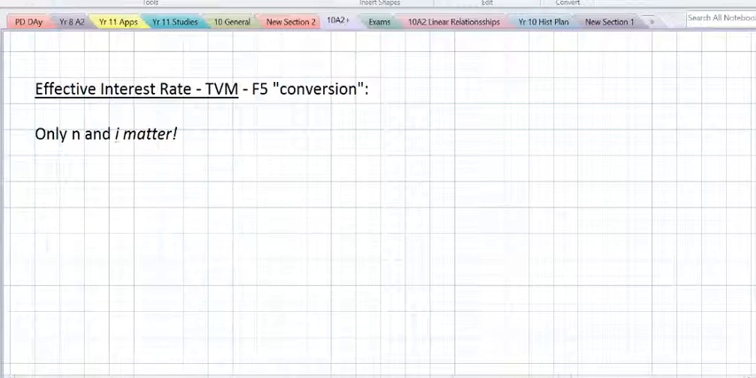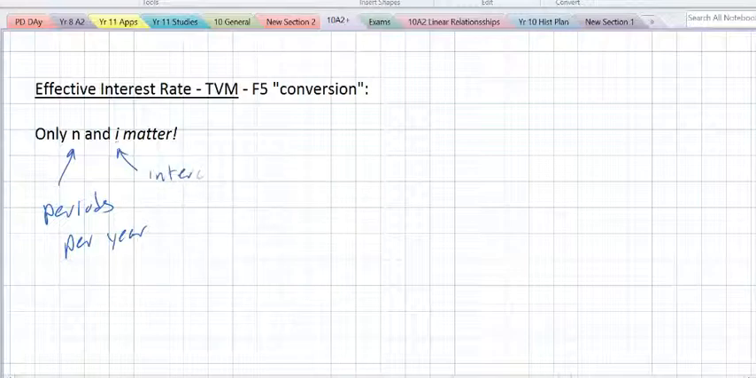So, in this conversion rate, it'll only ask you for two things: N and I. N in this function is periods per year, and I is the interest rate. We covered this quickly, but essentially the higher the effective interest, the better for us. Only N and I matter.